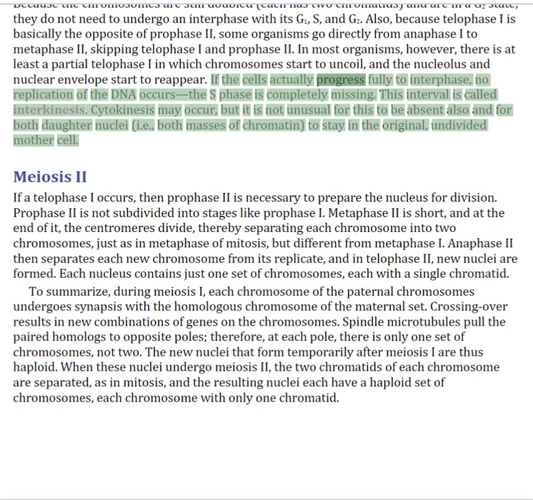If the cells actually progress fully to interphase, no replication of the DNA occurs. The S phase is completely missing. This interval is called interkinesis. Cytokinesis may occur, but it is not unusual for this to be absent also and for both daughter nuclei to stay in the original, undivided mother cell.